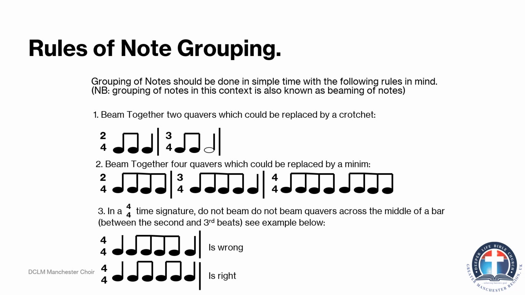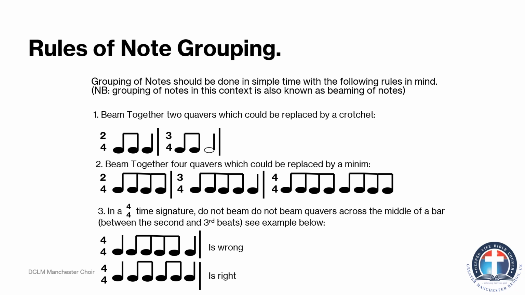And so there's a rule there, and that will lead us to the third point in this rule of note grouping. When you are grouping in a 4/4 time signature, talking about the simple time signature, we must ensure that we don't beam together notes across the middle of that bar. So there should be a distinction in the middle of the bar.